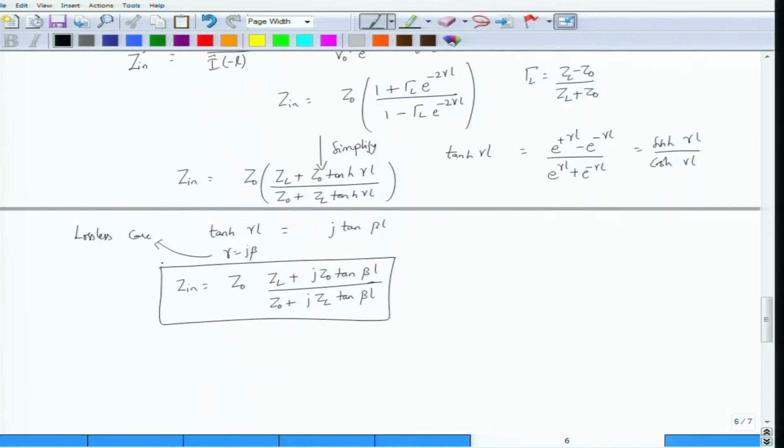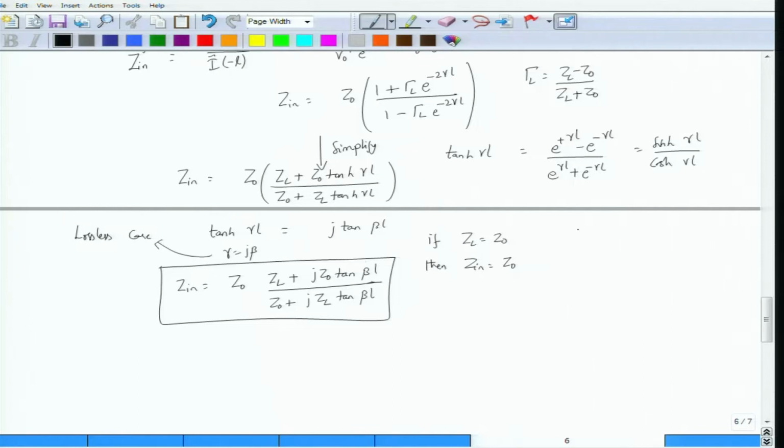Now, let us look at some of the cases. First of all, if ZL is equal to Z0, what happens to input impedance? You substitute ZL equal to Z0 here, so it becomes Z0 plus jZ0 tan beta L over Z0 plus jZ0 tan beta L. So, clearly Zin will be equal to Z0. If ZL is equal to Z0, then input impedance will exactly be equal to the characteristic impedance. It is completely independent of load impedance, and it is completely independent of the length of the transmission line.